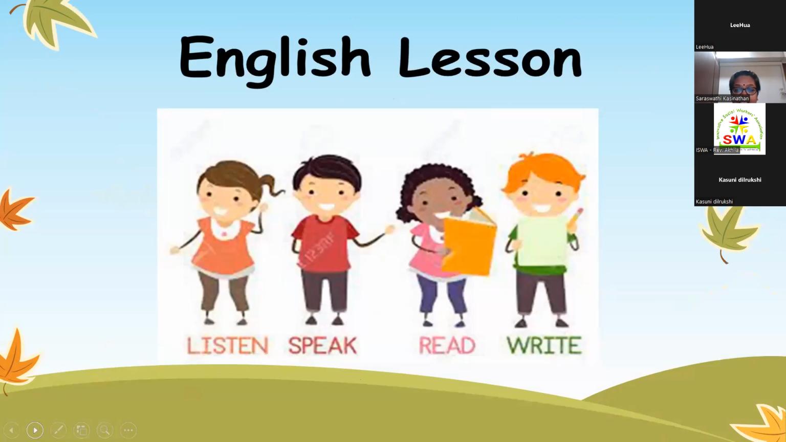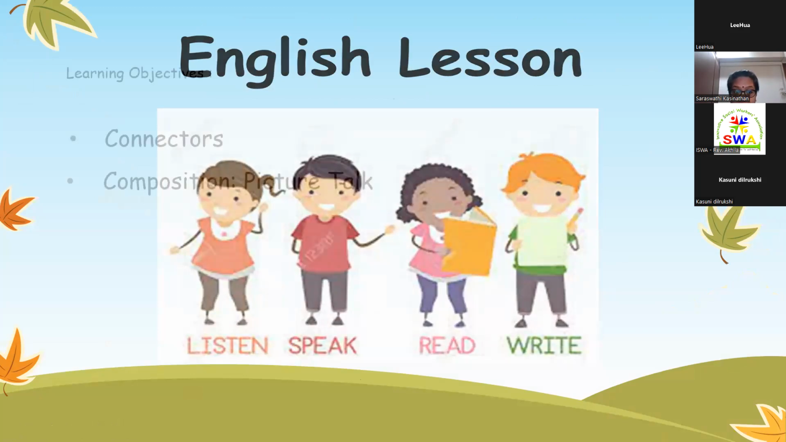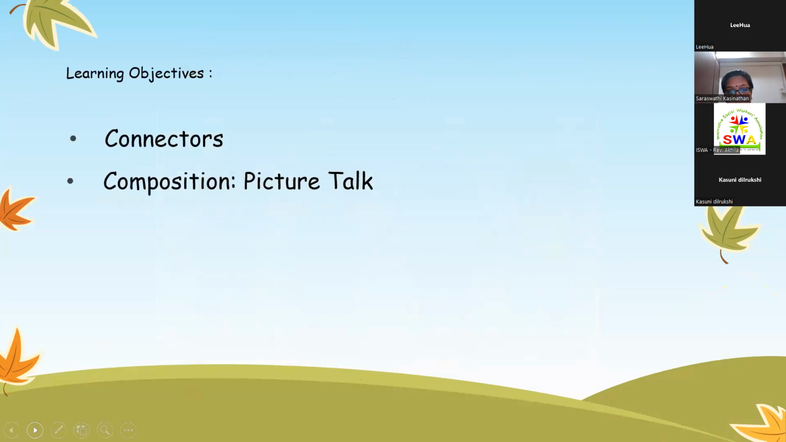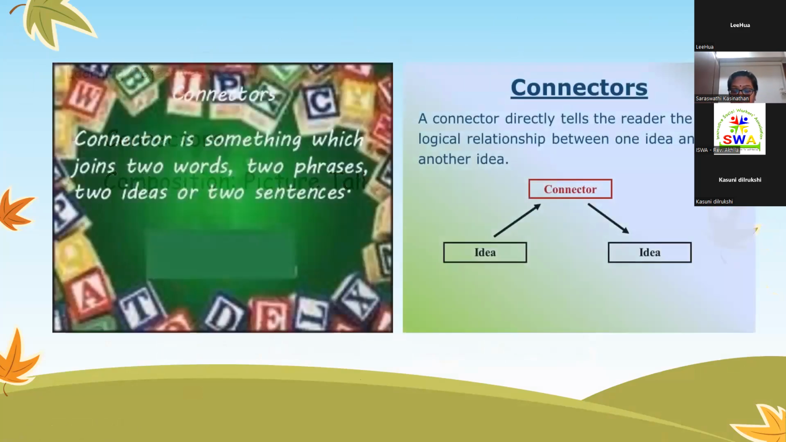All right, okay. I'm sure the last couple of weeks you have been going through your English lesson. So today we have a new topic, which is called connectors. This is another component of our English grammar. A connector is something which usually joins two words, two phrases, two ideas or two sentences together. If you have two different ideas or thoughts in a sentence, you usually use a connector.